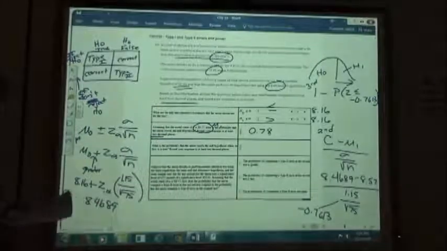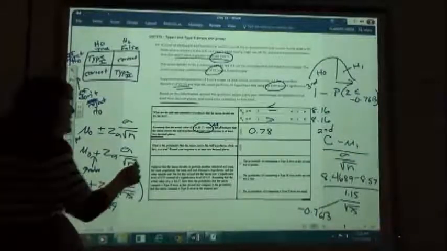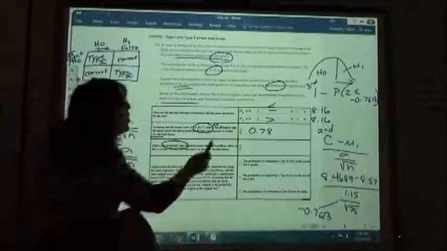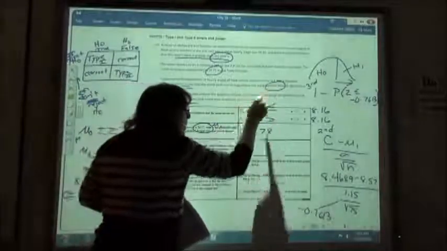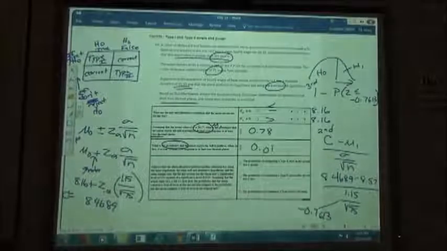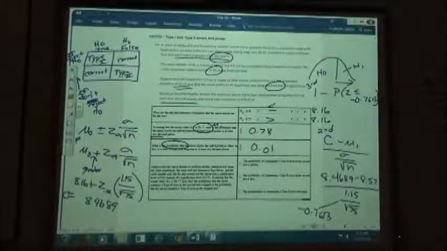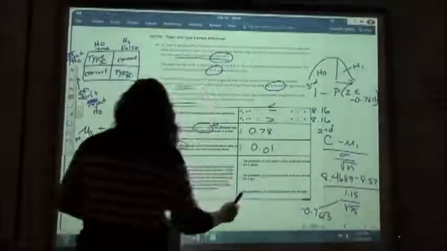So, what is the probability that the union rejects the null when in fact it is true? If it asks for what is the probability that it's going to reject the null when it's true, I'm looking at the significance level. So this number and this number should match. Okay? And then now here's where we're talking about the type 1 and type 2 errors. Now here we're talking about a type 2 error.